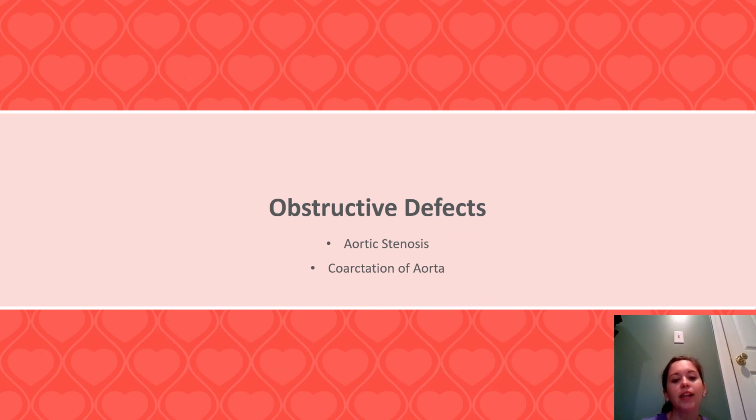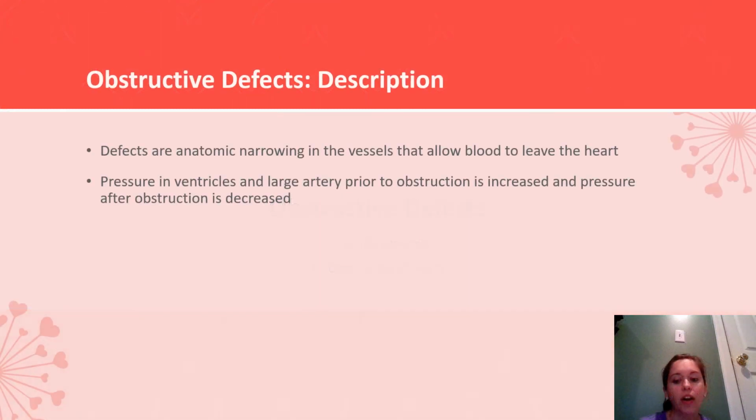Our third category is obstructive defects. Now, these are a little bit more difficult to understand in terms of just the name of the category. And within this category, we have aortic stenosis and coarctation of the aorta. With obstructive defects, we have an anatomic narrowing of specific vessels within the heart, specifically those vessels that leave the heart. And if you think about the vessels that leave the heart, that's your aorta and the 3 and the 2 vessels on the side as part of that aortic anatomy.